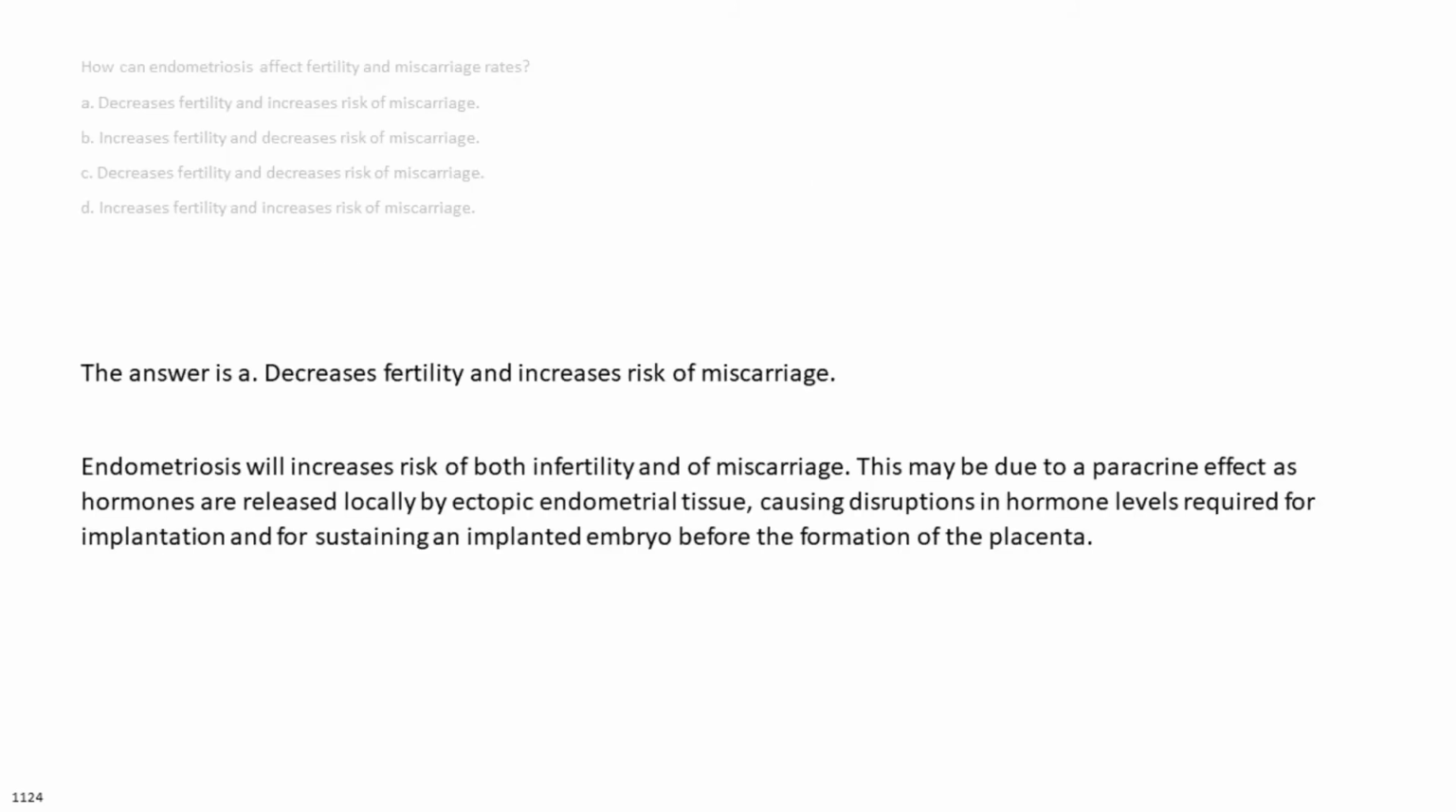The answer is A. Decreases fertility and increases risk of miscarriage. Endometriosis increases risk of both infertility and of miscarriage. This may be due to a paracrine effect, as hormones are released locally by ectopic endometrial tissue, causing disruptions in hormone levels required for implantation and for sustaining an implanted embryo before the formation of the placenta.